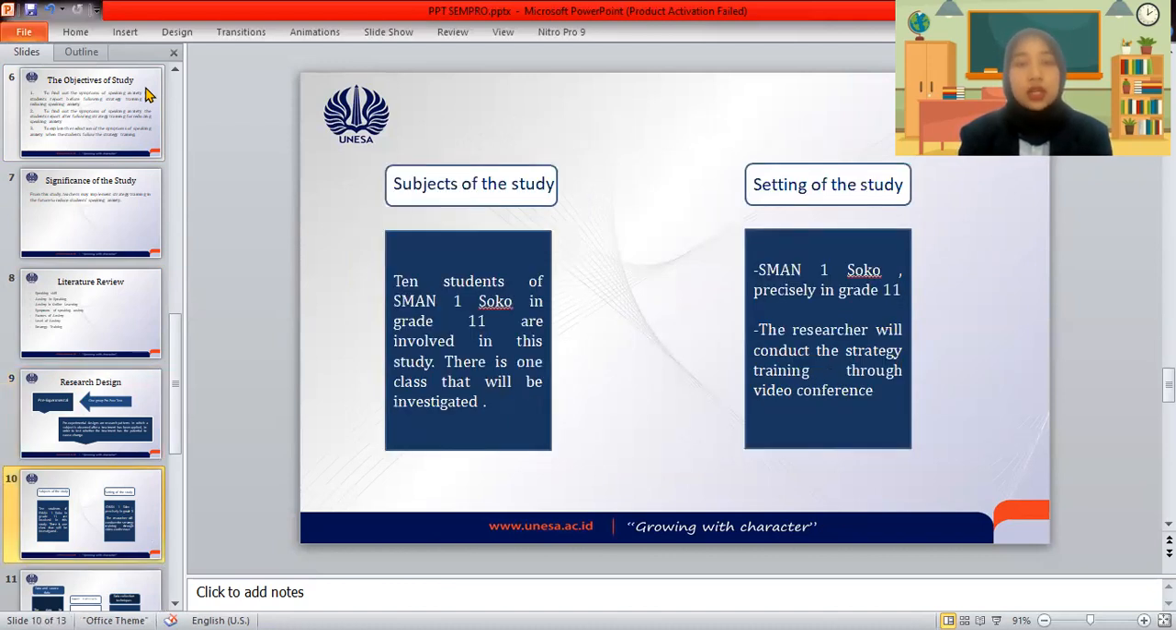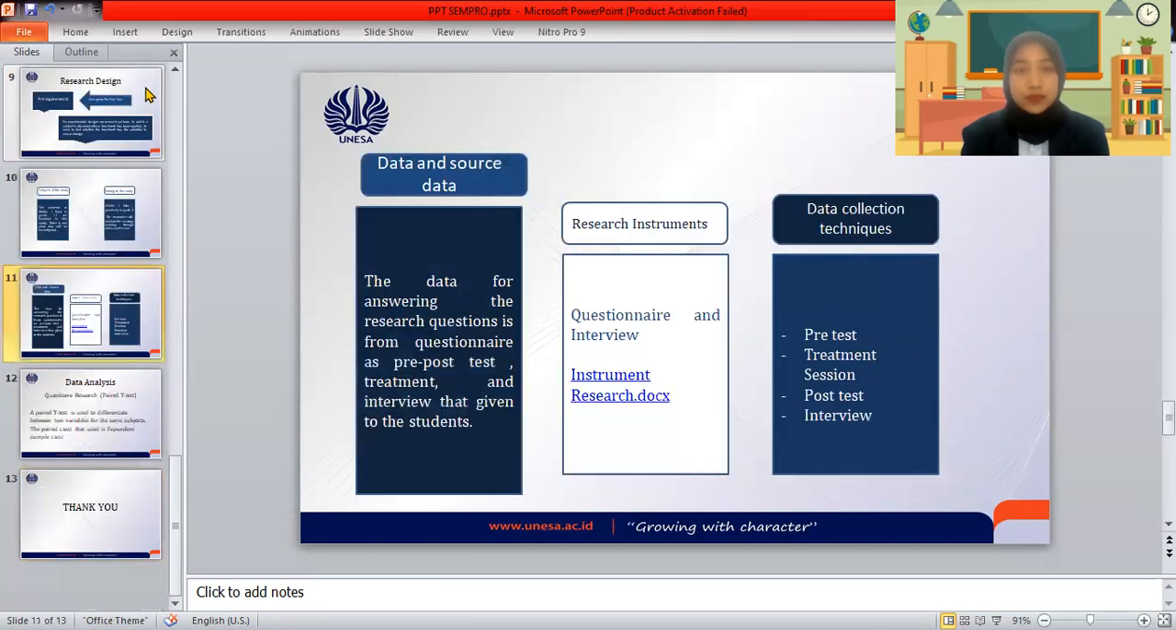The subject of the study is 10 students of Semen 1 Soko in grade 11. There is one class that will be investigated. And then the setting of the study is in Semansa Pusoko, precisely in grade 11. The researcher will conduct the strategy training through video conference. The data for answering the research question is from questionnaire as pre, post-test, treatment, and interview that given to the students. The researcher used questionnaire and interview as research instrument. I will explain more about the questionnaire and interview.